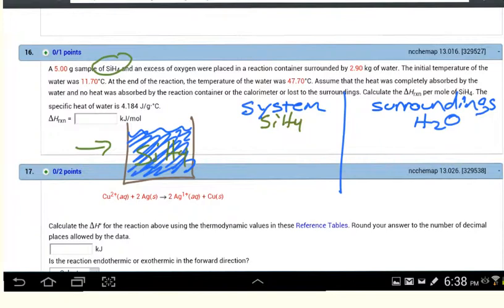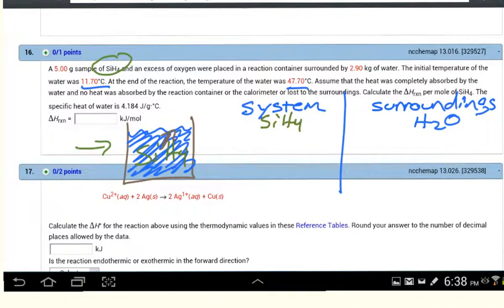You'll notice that in this reaction, the water went from 11.7 degrees to 47.7 degrees. The temperature of the water went up. So it sounds like the heat is leaving the reaction of the SiH4 and it's actually going into the water.